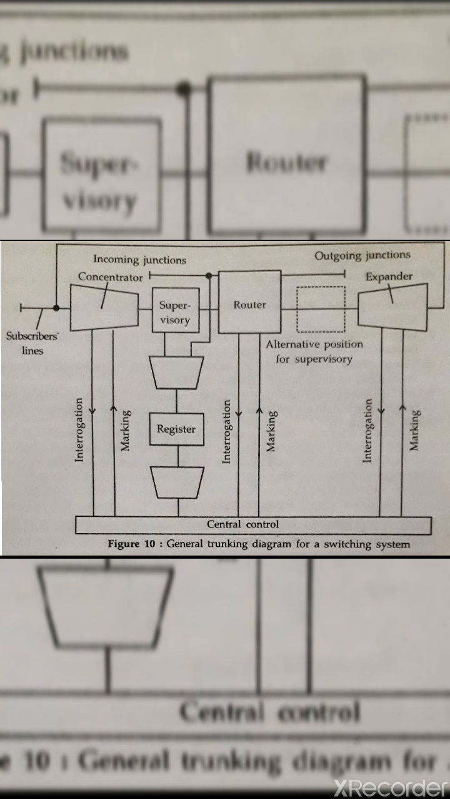In a stored program controlled system, all call processing functions may be performed by a central processor. Thus, there is no separate supervisory unit and no register between the trunk and the central control. A tandem exchange or a trunk exchange has no subscribers, so it contains no concentrator or expanders. Concentration is not required because incoming junctions are more heavily loaded than customer lines.